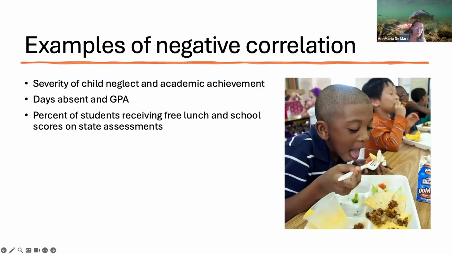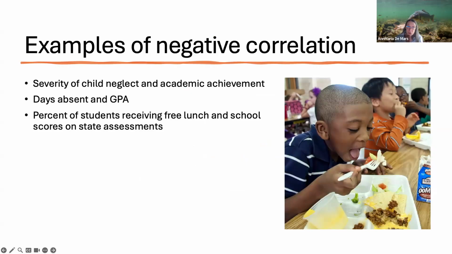Some examples of negative correlation: the severity of child neglect and academic achievement. Children who are more neglected at home, who are treated more poorly, tend to do worse in school. The number of days a student is absent is negatively related to GPA. The more days they miss, the worse their GPA.